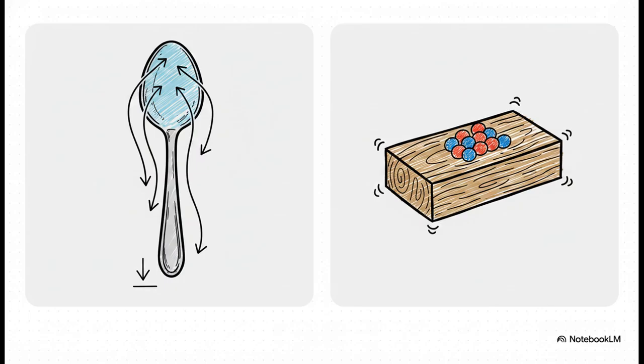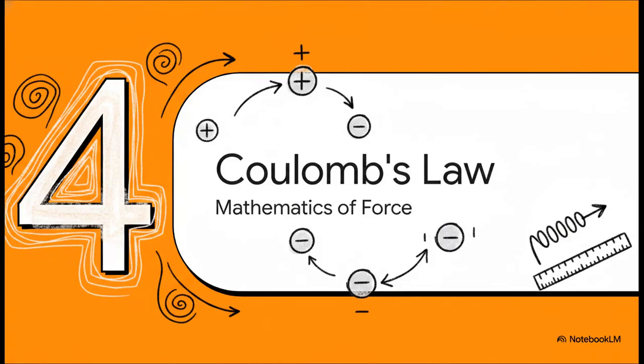On the flip side, insulators, like glass, plastic, or wood, offer high resistance. If you put a charge on an insulator, it stays exactly where it's placed. It's completely trapped. And that is exactly why rubbing a plastic comb builds up that static charge we talked about earlier. All right, Section 4, understanding Coulomb's law, getting into the mathematics of force.